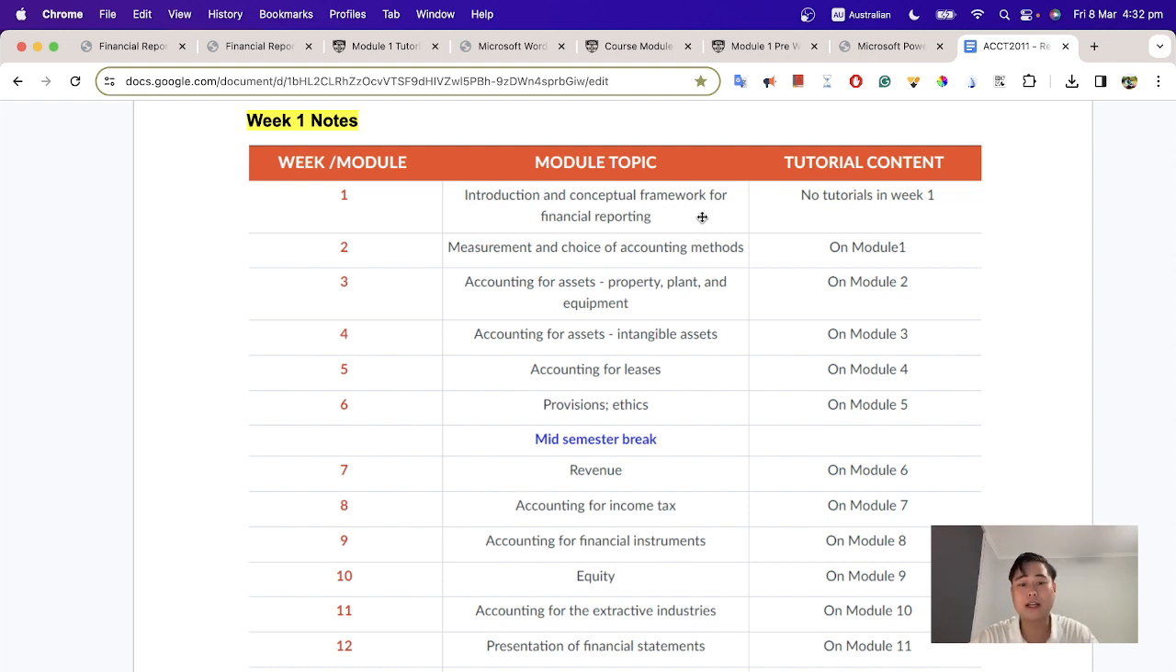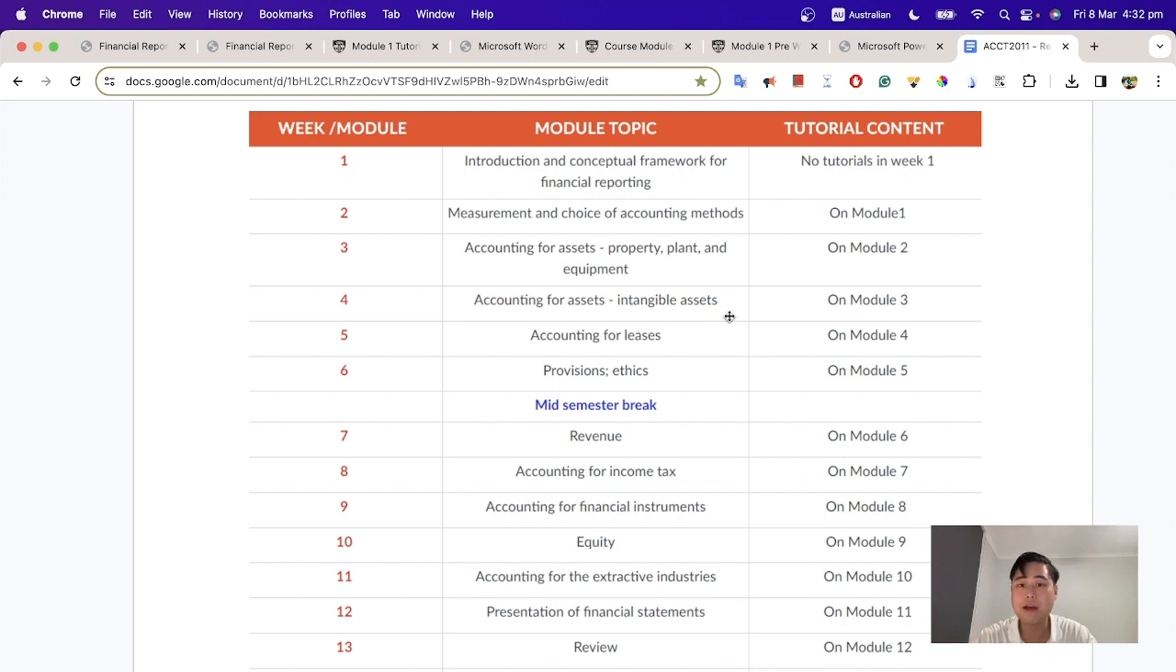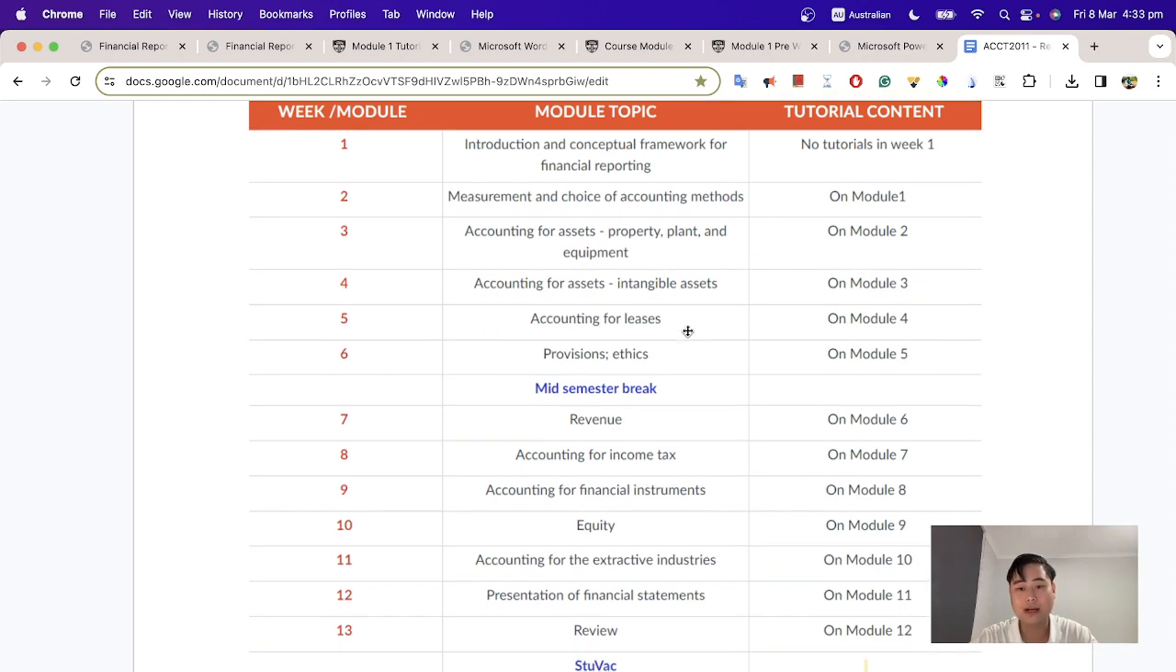We have an introduction to the conceptual framework for financial reporting. That's what we're going to be talking about today, in addition to housekeeping. In module 2, week 2, we're going to be talking about measurement and choices of accounting methods. Week 3, accounting for assets. So this is where we talk about PPE. Week 4, accounting for assets. This is intangible assets. Week 5, accounting for leases. Okay, so leases are what we call right of use assets.